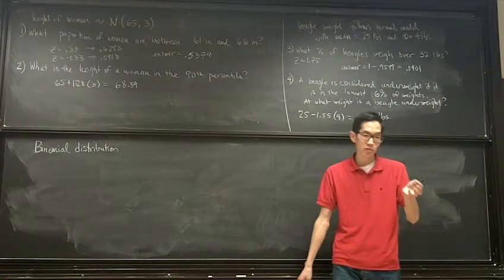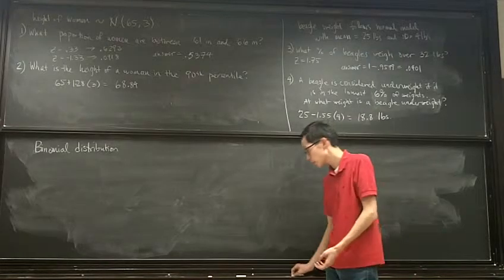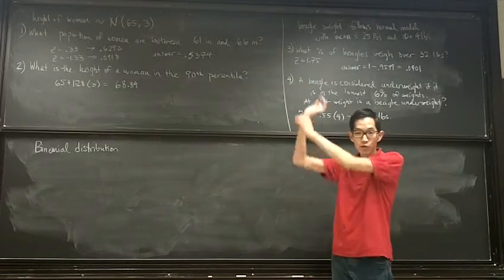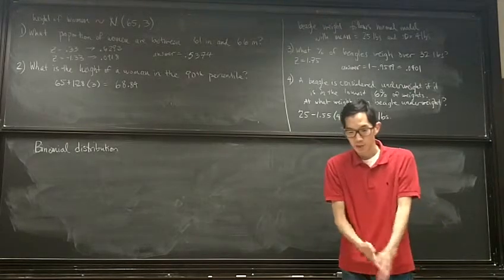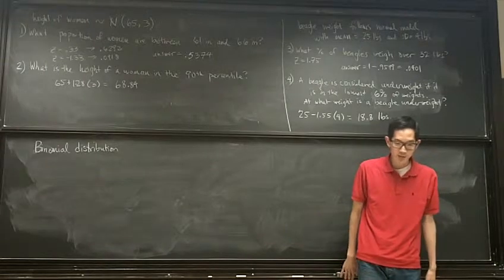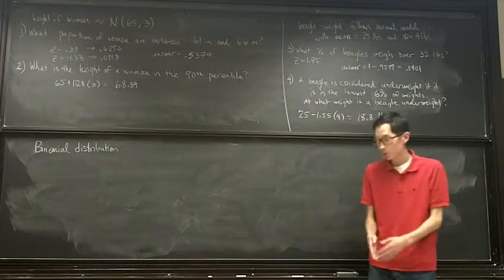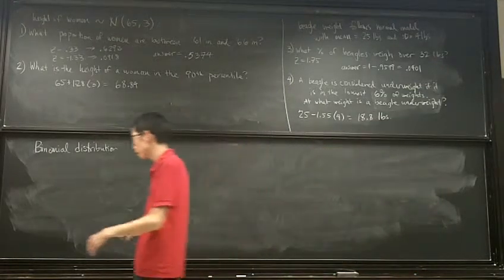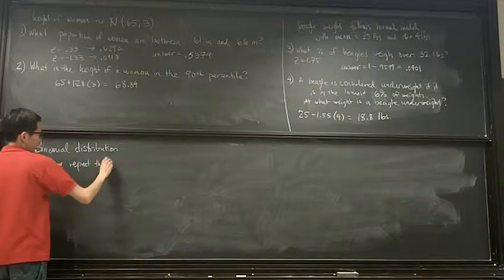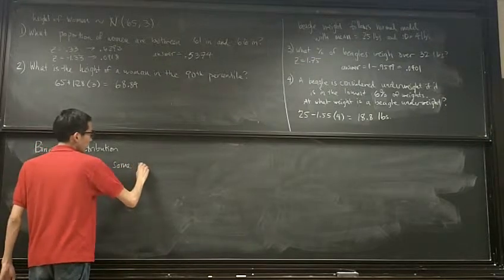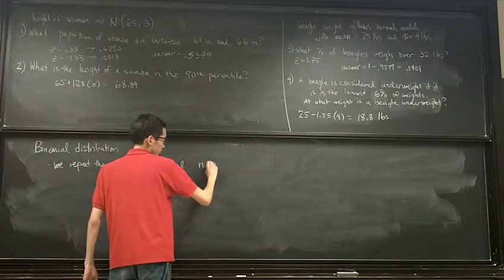So example is I could flip a coin 10 times, or I could try to shoot free throws 7 times. I can have 8 kids and see how many girls are born, okay? So we repeat the same random trial n times.